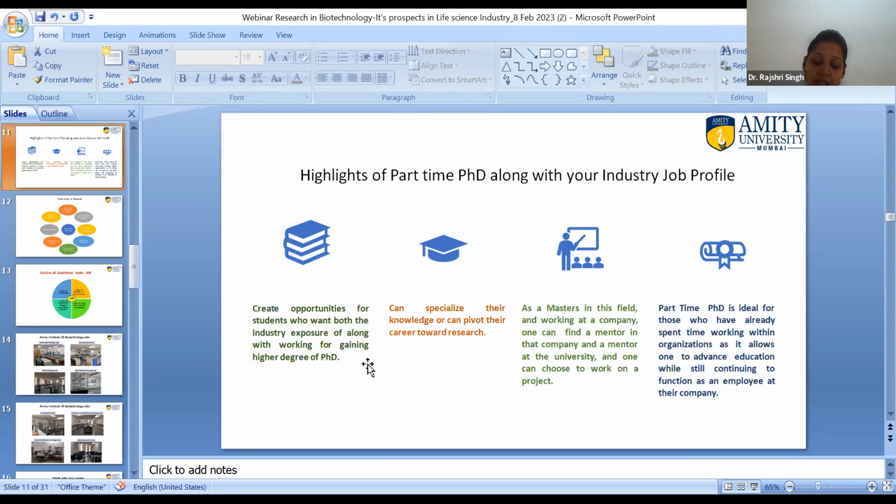As they have immense experience in their own field, working in their industry, they can find a mentor in their own industry and collaborate with us, having a guide from MIT University, Mumbai, and they can choose to work on a project on a scientific query. It is ideal for those who have already spent time working with an organization, because they can advance their educational skills and still continue to function as an employee of their company. These were the details for our part-time PhD program.